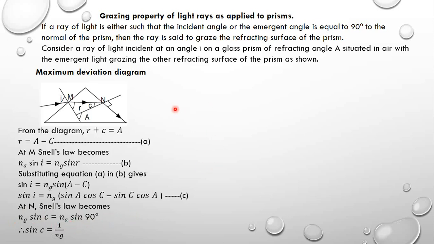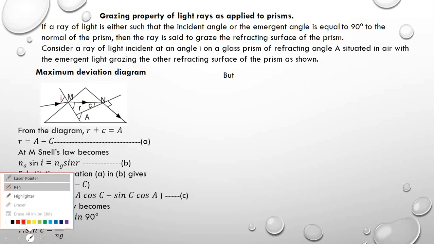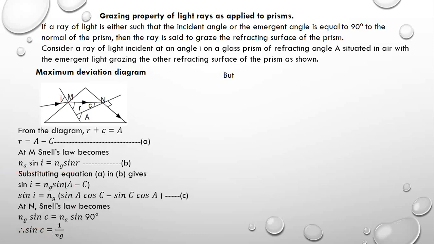But we also know from trig that if I have cos squared C plus sine squared C is equal to 1, then cos squared C is equal to 1 minus sine squared C. Which implies that if I want to get cos, I'll have cos C is going to be the square root of 1 minus sine squared C. And so we shall have this.